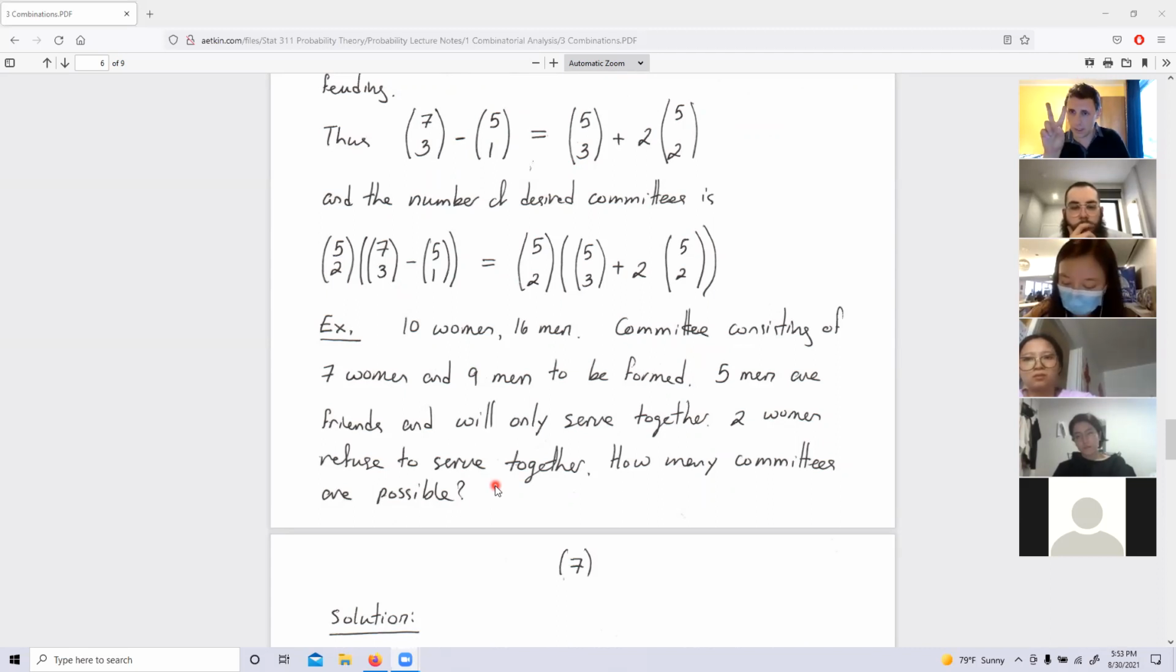Do you see 2 conditions now, guys? There are 5 men who must either all be in or all out, and 2 women cannot be together. How many possibilities? Type in the comments if you can. The way you can write combinations, because it's difficult to do the parentheses, you can do, let's say, 7 choose 3.